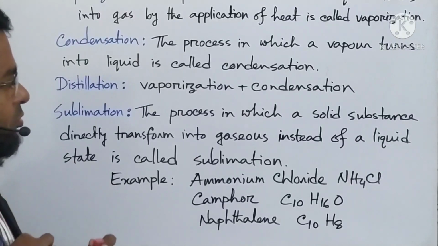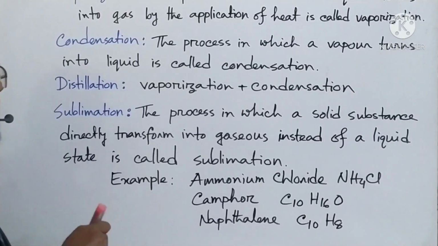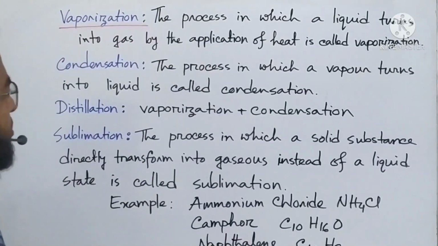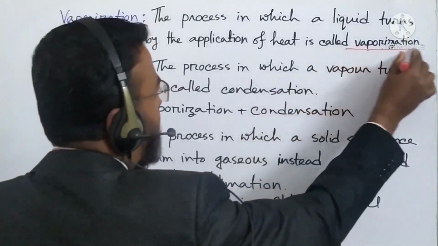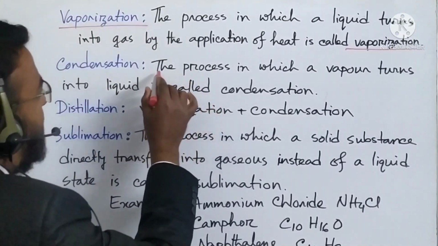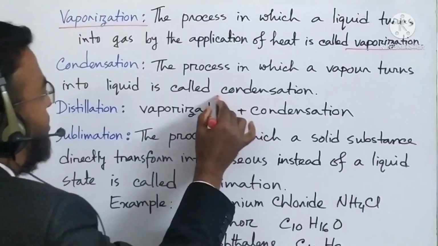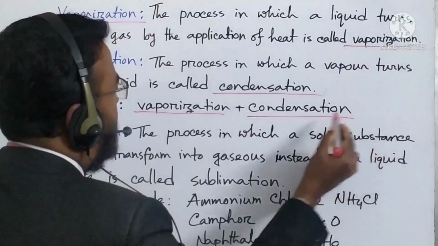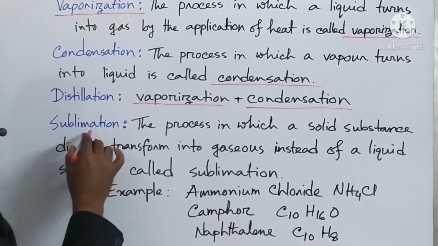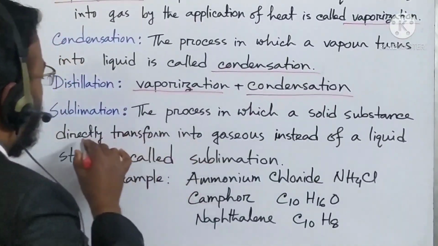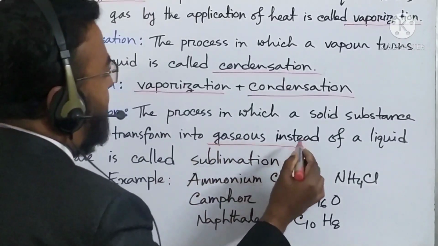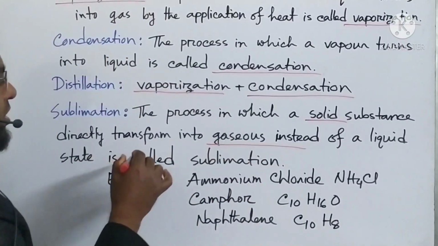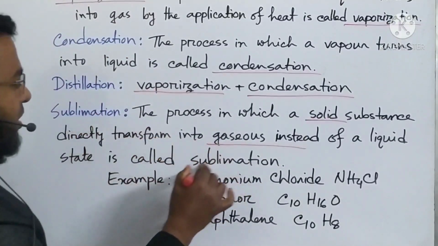Okay, students, all of you see that on this page I have given first of all what is vaporization. It is the process in which liquid turns into gas. And condensation, just the opposite, the process in which vapor turns into liquid. Now vaporization and condensation together is called distillation. Then sublimation, the process in which a solid substance directly transforms into a gaseous substance, just solid to gas. These substances are called sublime substances and the process is called sublimation.